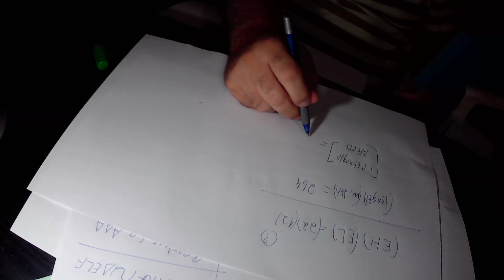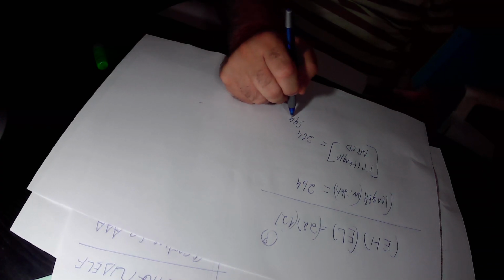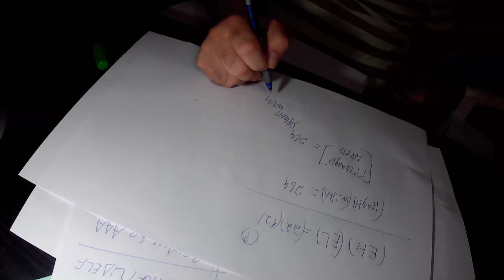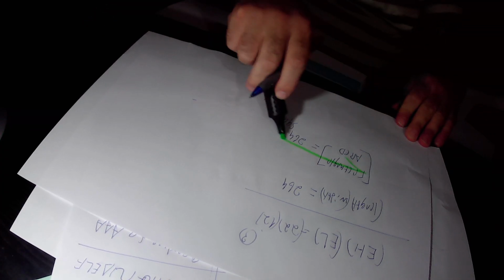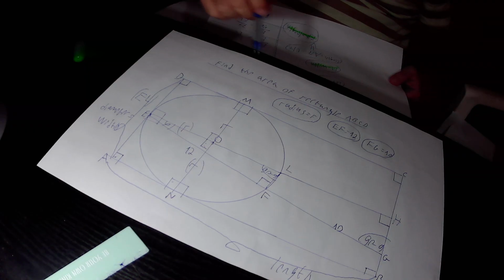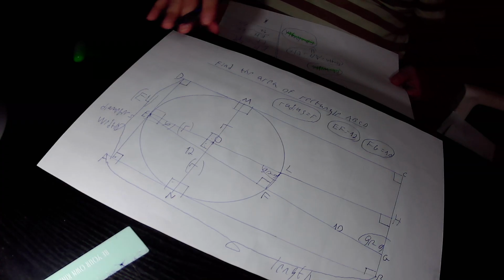is equal to 264 square units. And that is the answer to the question. To repeat again, we have found out that the area of this rectangle ABCD is equal to 264 square units. So in the next step, I'm starting the lecture.